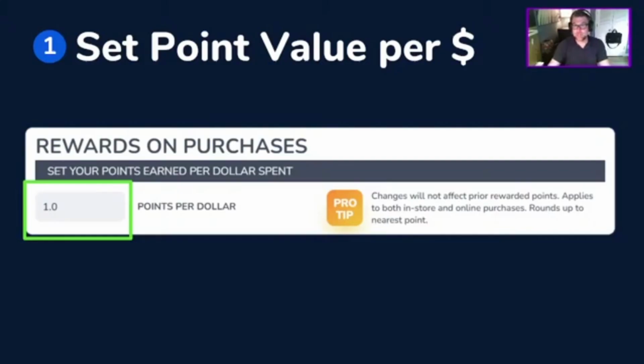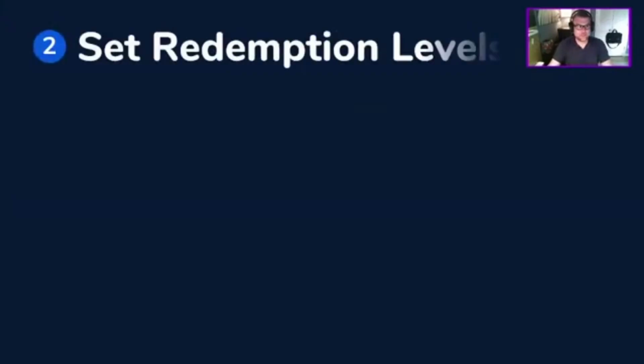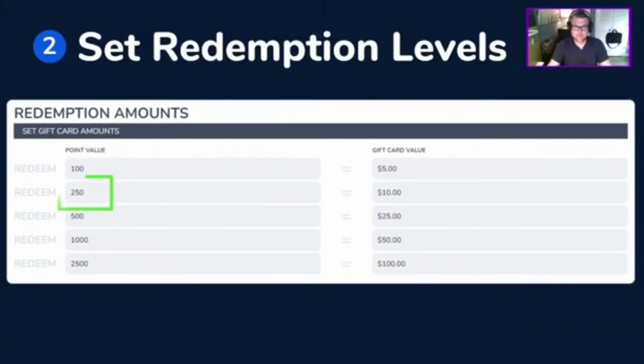The outlier in this situation is that you may have a certain time of year or a certain campaign or program going where you say, during the month of December, everything you buy is worth double the points. Boom, there you go. You can double the points, something like that. But generally speaking, 1 point per dollar is probably a good place to go. So that's the first thing you do. The second thing that you do is you set your redemption levels. Remember, people get points for buying stuff and for attending events, and they turn those points into digital gift cards.